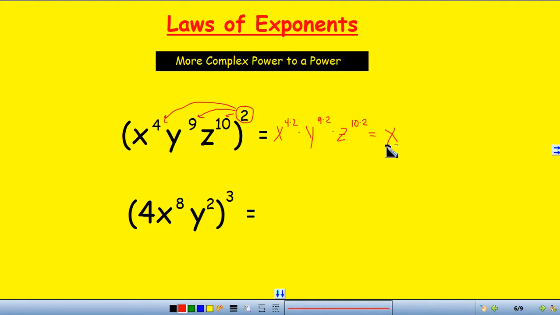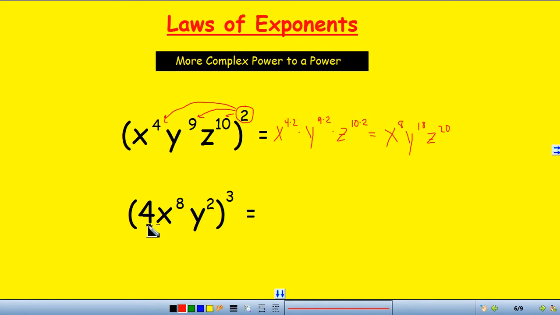So let's go ahead and simplify. We have x raised to the power of 4 times 2, which gives me 8. And then I have y to the 9 times 2, which gives me 18. And I have z to the power of 10 times 2, which equals 20. All right, so let's look at the second one.